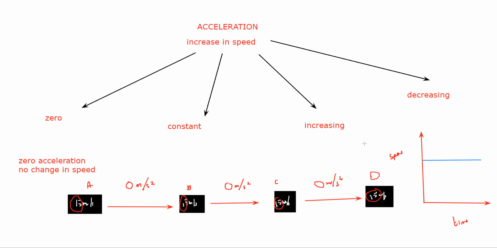Next is constant acceleration. What is the term constant acceleration? The term constant acceleration means the same change in speed. If the change in speed is the same, we call that a constant acceleration.